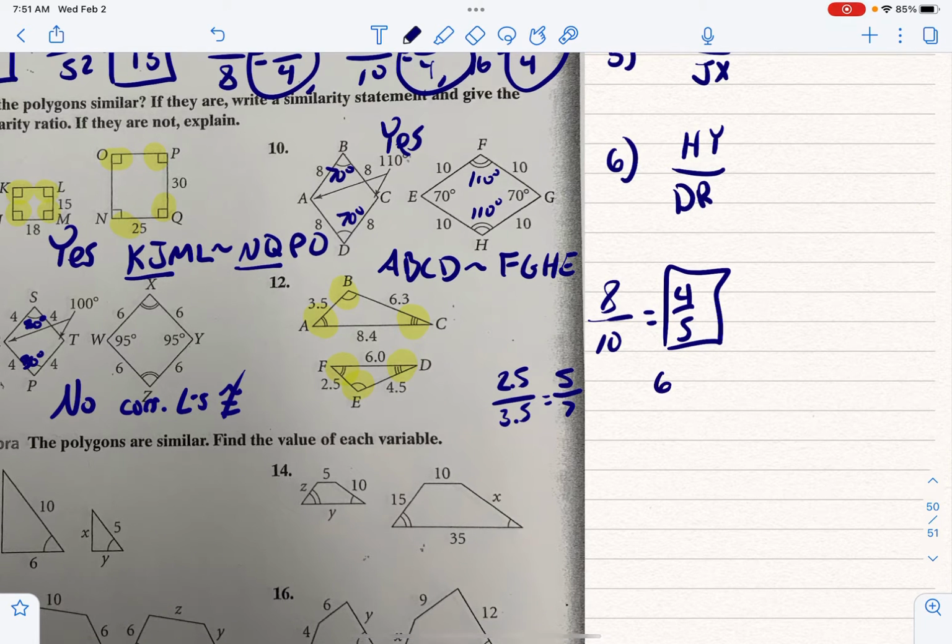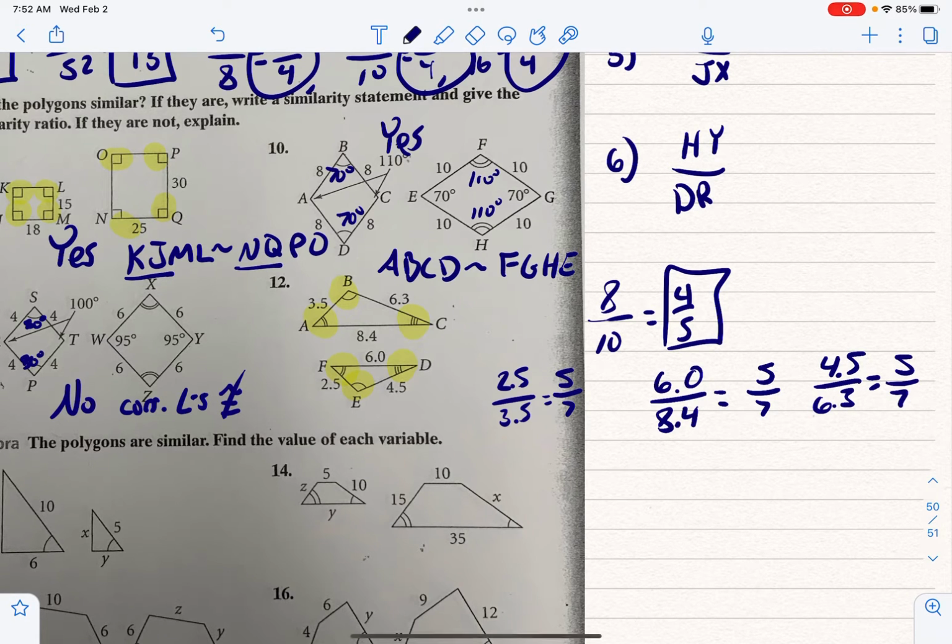We've got 6.0 is to 8.4, and that does reduce. 1.2 goes into each one of those, which would reduce to 5/7. And then the last one would be 4.5 and 6.3, and once again, that reduces to 5/7. So yes, all of the corresponding sides are proportional. So I could say that triangle ABC is similar to triangle FED.